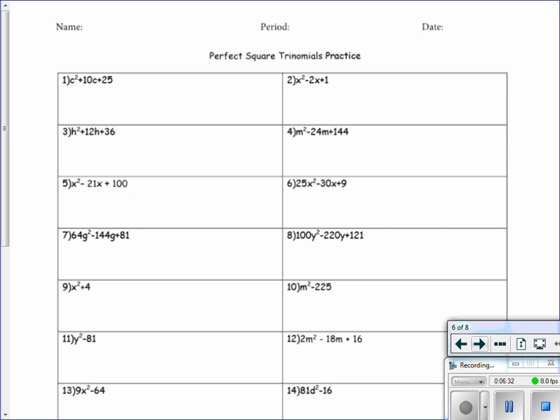On number 6, we have a trinomial. It has 3 terms. Is the first term a perfect square? What's the square root of it? Is the last term a perfect square? Yes. What's the square root of that? 3. Okay. Now, if we were to multiply 5x and 3, that would give you 15, and then double it. Does that give you your middle term? Could you make it give you your middle term?